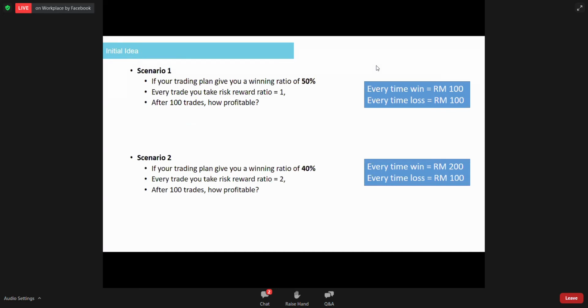In the first scenario, your winning ratio is 50%. In scenario 2, your winning ratio is 40%. If you play the scenario 1 game, in 100 trades, every time you win, you win 100, and every time you lose, you lose 100. In scenario 2, the winning ratio is 40%, lower than 50%, but every time you win 200, and every time you lose 100.